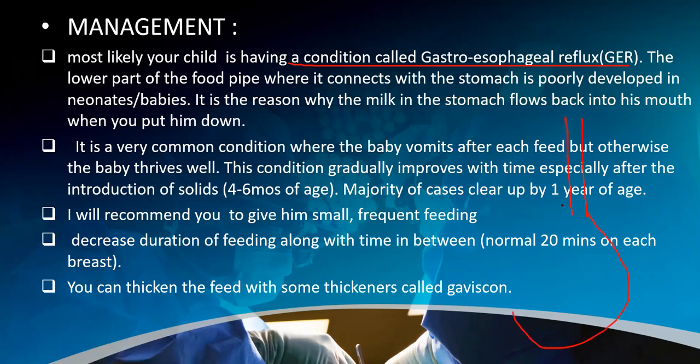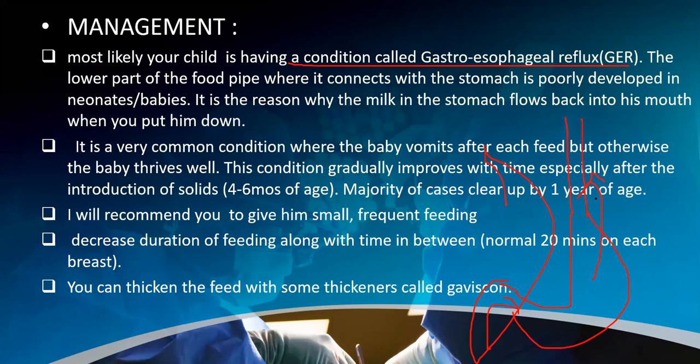So draw the esophagus very quickly. You don't need to draw very good. So then after you have drawn it, you will say, well, this is your food pipe, or you can say this is your child's food pipe, and this is the stomach. The lower part of the food pipe where it connects with the stomach is poorly developed in any child. And that's the reason why the milk in the stomach flows back into his mouth when you put him down.